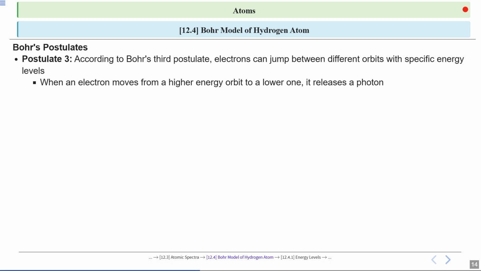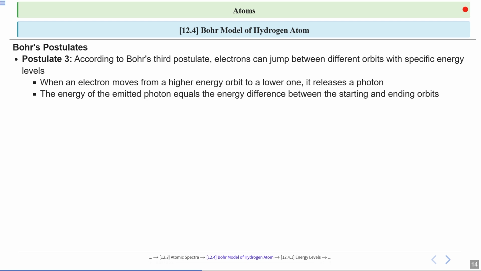When an electron moves from a higher energy orbit to a lower one, it releases energy in the form of a photon. A photon is just a particle of light. The energy of the emitted photon is exactly equal to the difference in energy between the two orbits. So if an electron drops from an orbit with energy EI to one with energy EF, the photon carries away energy equal to EI minus EF.